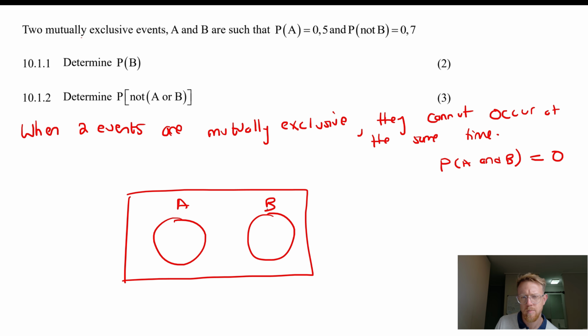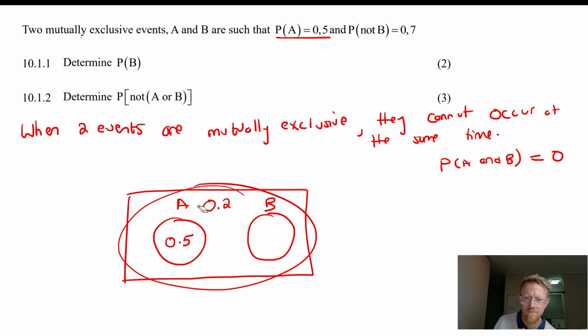Now it says that the probability of A is 0.5, and then it says not B is 0.7. So not B, so ignore B, and everything outside of B must add up to 0.7. Now we know that this already adds up to 0.5, so then that means the outside must be 0.2. And now we can easily work out what the probability of B must be for this first question, because we know that everything should add up to 1. That is how probability works.